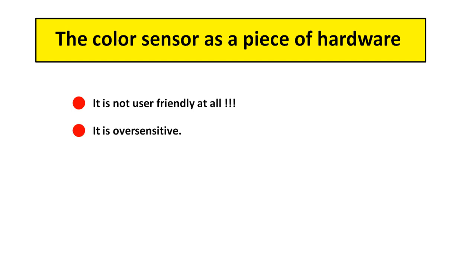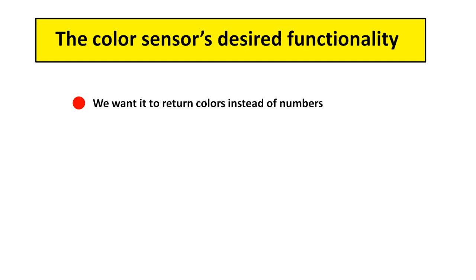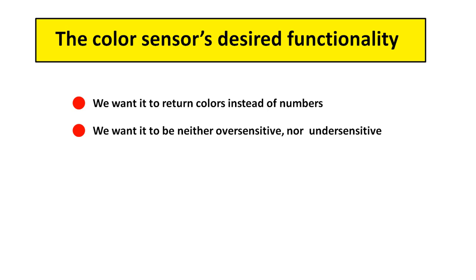To simplify its use, we have provided the user with an improved functionality over the sensor. This improved functionality is based on the following requirements. First, we want the sensor to return a color, for example blue or yellow, and not numbers. Second, we want the sensor to be sensitive enough so that it does not confuse colors and not oversensitive, that is, slight variations of a given color should be identified as the given color.